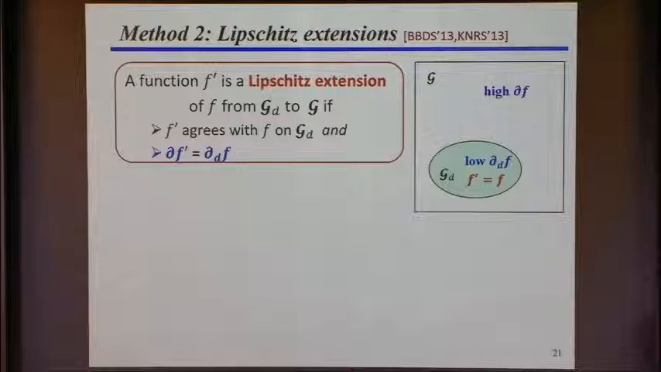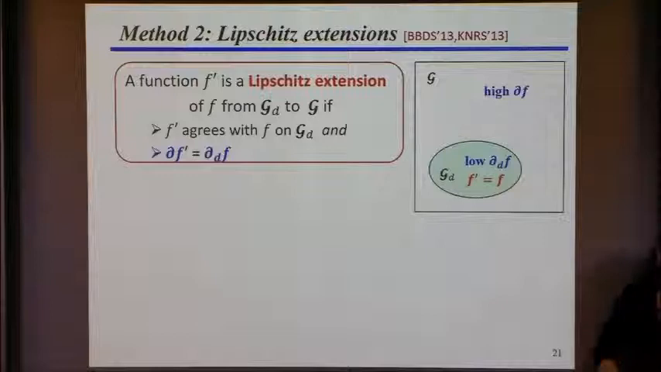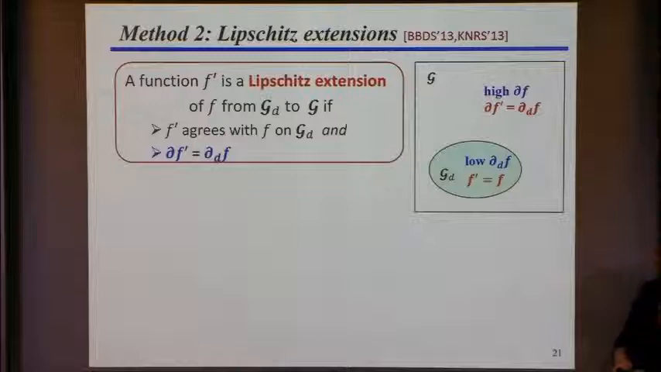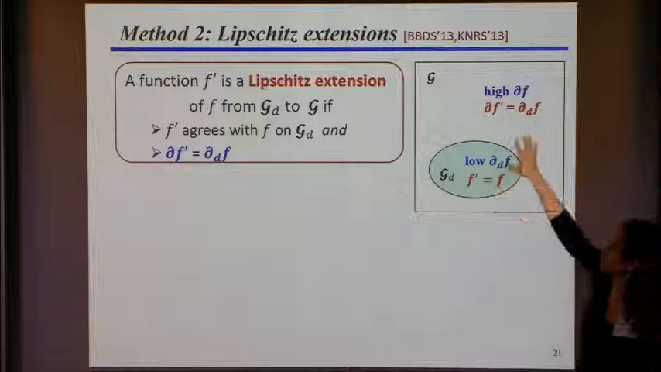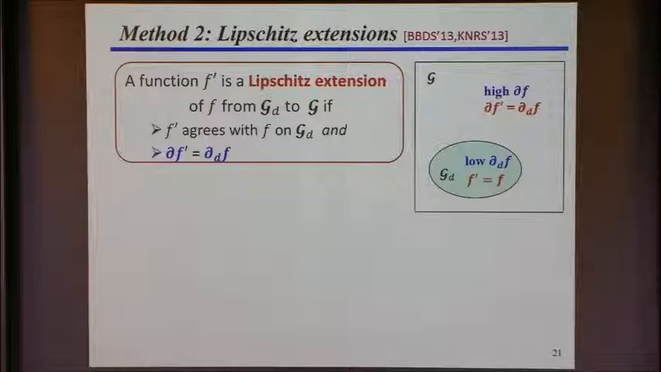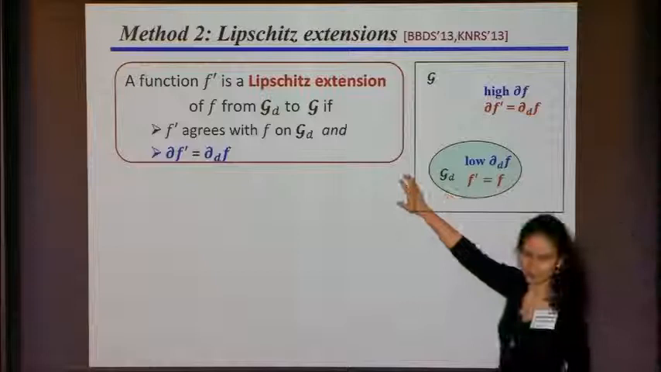And what we do, we define f prime to be the same on this part, and then we just extend it to have the same global sensitivity everywhere else, right? And so global sensitivity is also called Lipschitz constant, so that's why we call it Lipschitz extensions. Okay, so is it clear what we're trying to do? I guess this definition is good to understand because I'm going to spend some time on this method.